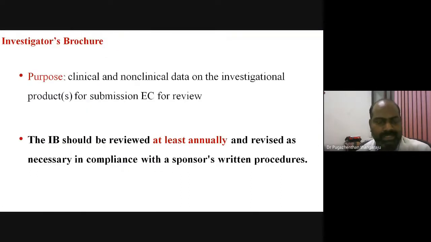What is the purpose? It is the clinical and non-clinical data of the investigational product for submission to the ethical committee for review, and it should be reviewed at least annually, because during the study done in India, there might be an additional phase 2 study done in another part of the country. They would have added some information. So we have to ensure it. The sponsors of the clinical trial are responsible, but the principal investigator has to be oriented with the sponsors to do this properly. Okay, so this is it.